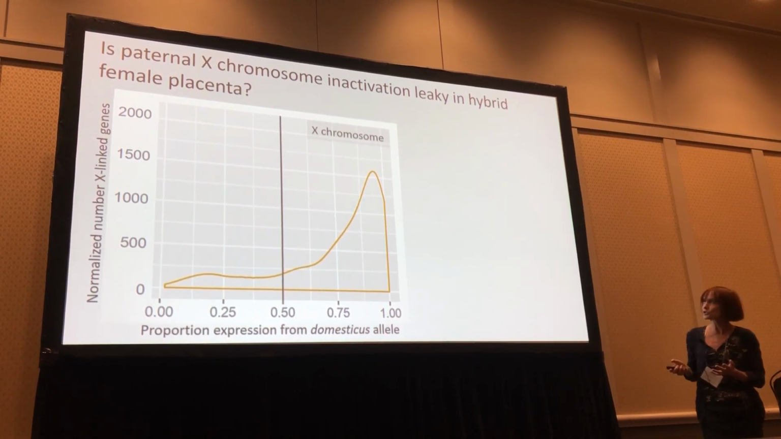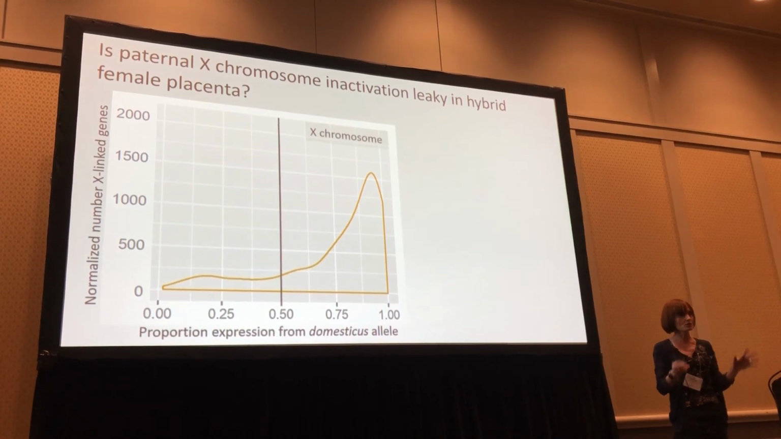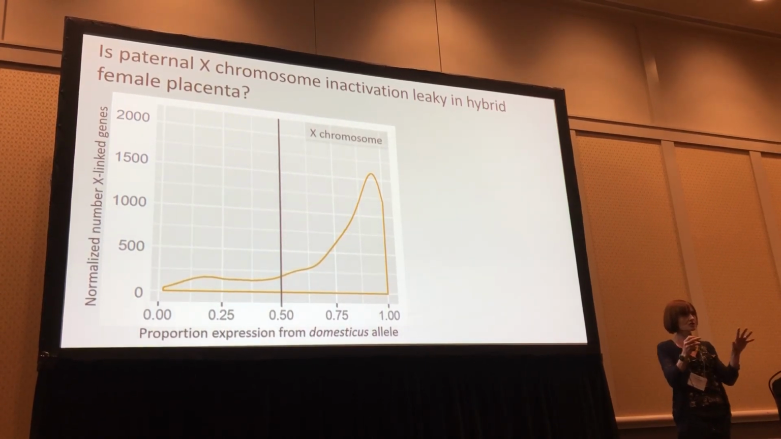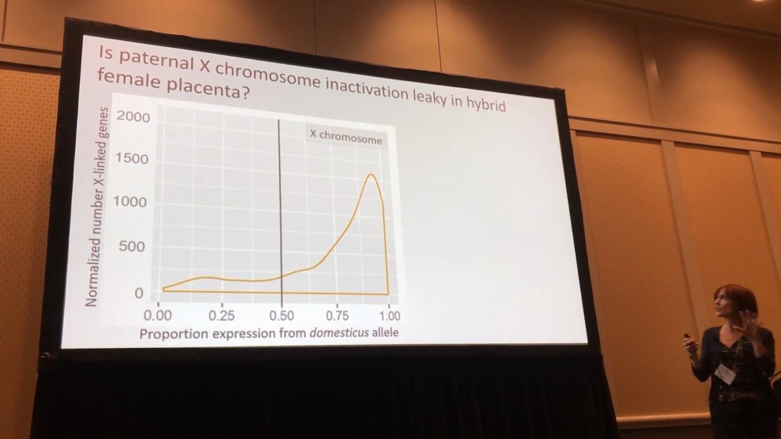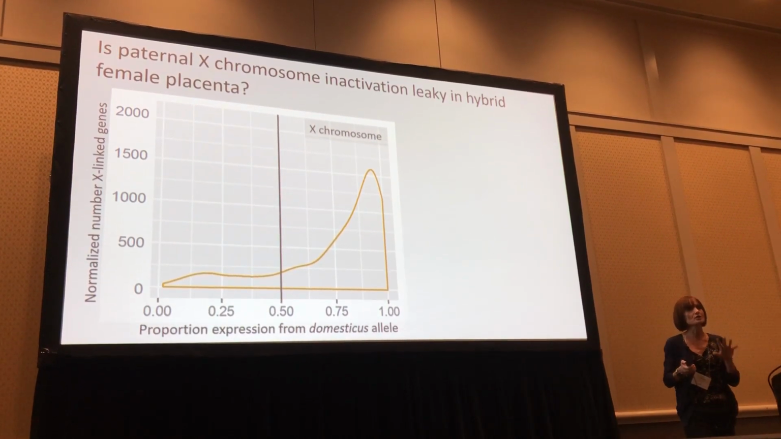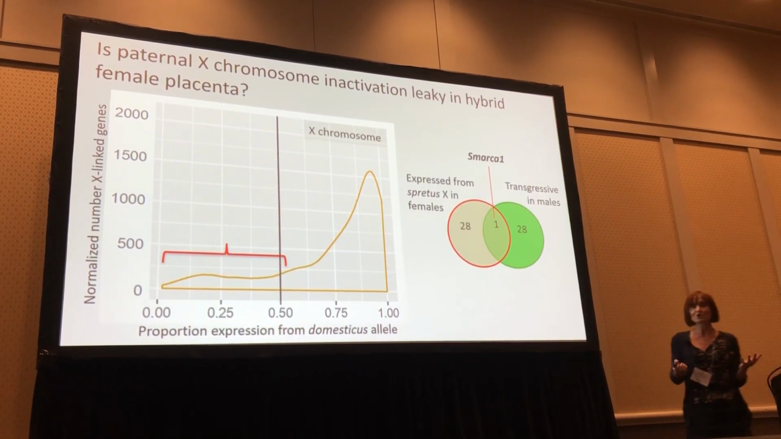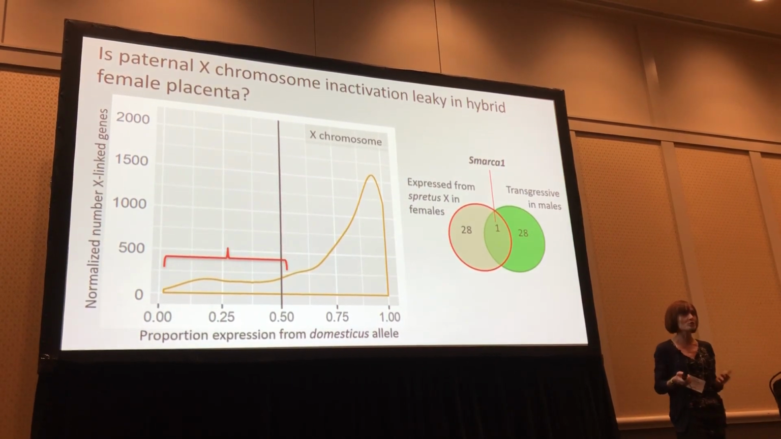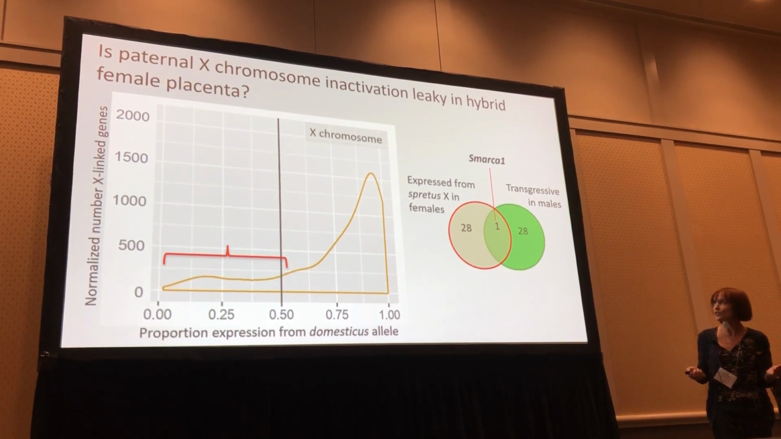So there's a lot of interesting stuff here, but just as a first pass, we looked for the overlap between genes that are expressed from the paternal allele in females and genes that are transgressively misexpressed in males. And there's actually just one gene in there, but it's a potentially interesting candidate. It's a chromatin modifying protein.